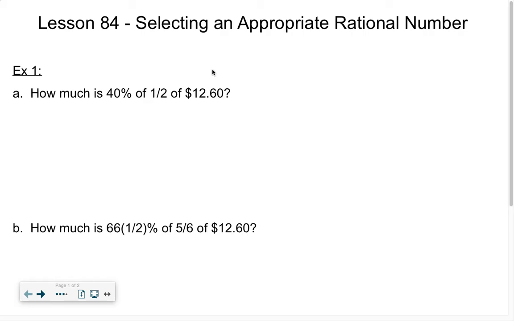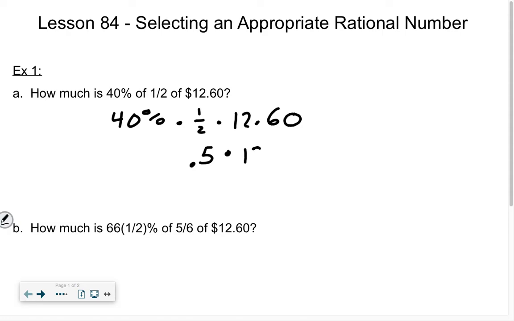So if we're looking at them, we have 40% times 1/2 times 12.60. And if I'm looking at this problem, I'm going to say maybe converting it to a decimal is going to be the easiest. Because I know that 1/2 is equal to 0.5. The 12.6 is already in decimal form. And I can always convert a percentage to a decimal just by moving it 2 places, therefore 0.4. And notice the conversion was fairly easy to make there with those.